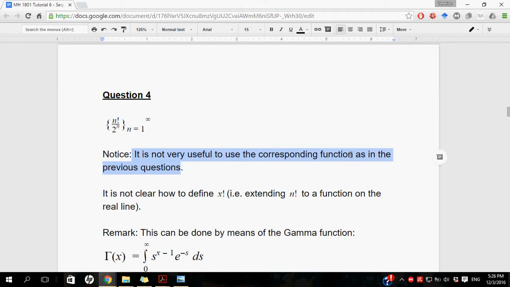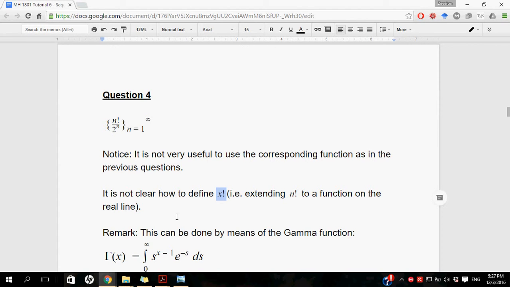The reason for this is that if we tried to define the corresponding function, we would have to understand how we should define x factorial, seeing that in this case the corresponding function will be x factorial divided by 2 to the x. But we don't really know how to define x factorial.